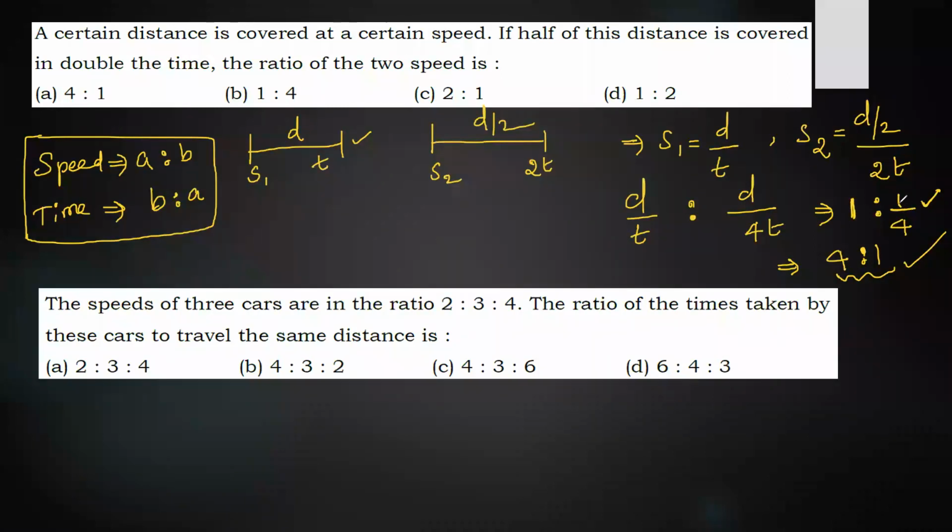So to convert fraction to integer, I'm just multiplying throughout by 4. If I multiply throughout by 4, you will get 4 is to 1. Is it clear? Multiply by 4. You will get 4 is to 1. Is it clear? Is it clear now?